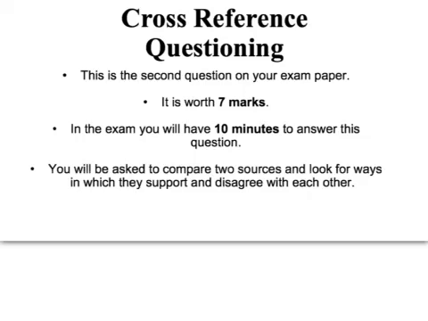The second question in your America Sources paper will ask you to cross-reference sources. Cross-referencing means to compare the message of sources and find ways in which they give a similar message, but also may differ. You will be asked to give an overall conclusion as to how much they support each other. This question in the exam is worth 7 marks, and you will have around 10 minutes to answer this question.